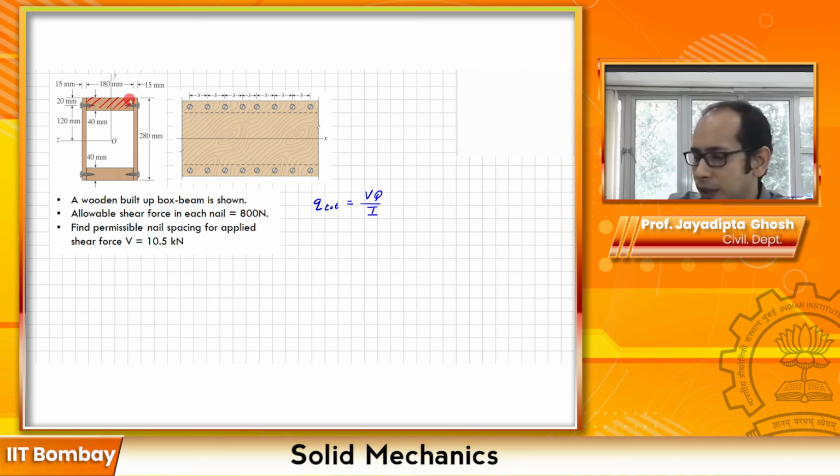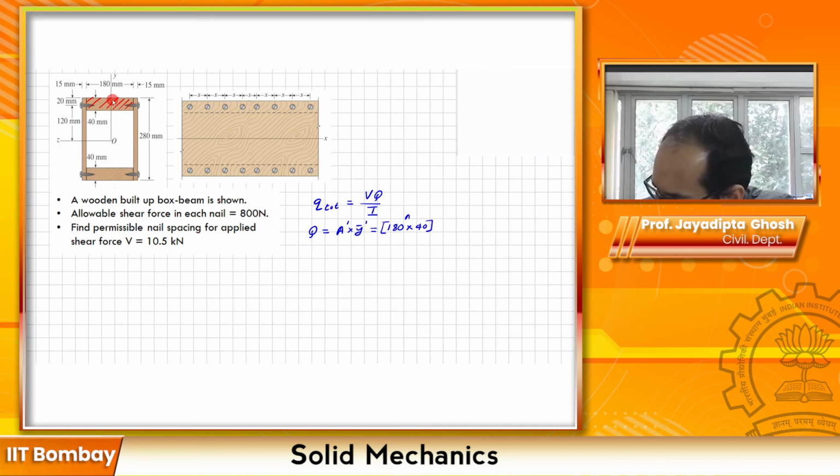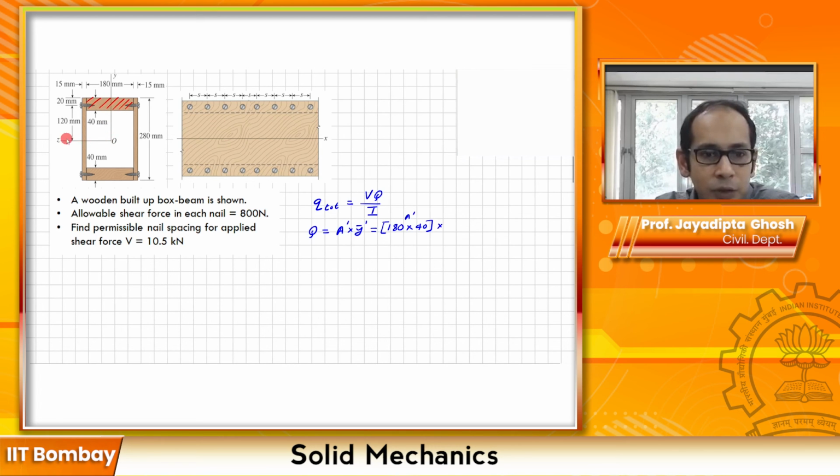So let's just calculate the Q for that. Your Q is, remember, the formula is always the same: A prime times Y bar prime. In this case, my A prime is this area over here, which is 180 times this depth, 40 mm. So that is 180 times 40. This is my A prime, times Y bar prime, the distance of the centroid of this area from the neutral axis, which is also given.